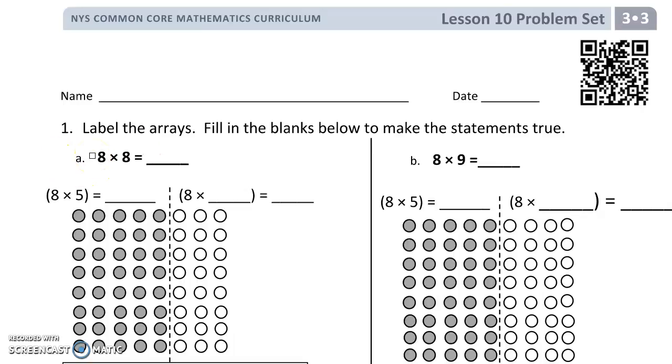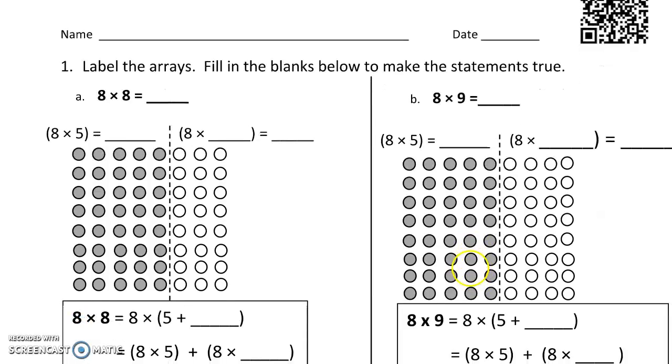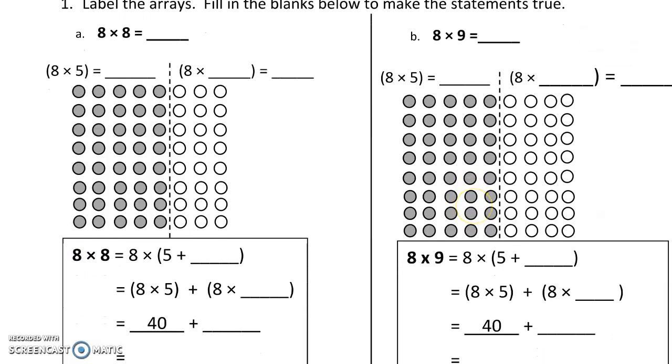It's a lot of rows and columns, right? So let's look at this one. We've got 8 rows, 1, 2, 3, 4, 5, 6, 7, 8, and we've got 8 in each row. 1, 2, 3, 4, 5, 6, 7, 8. Now, you can see they've made it into gray chips and white chips.